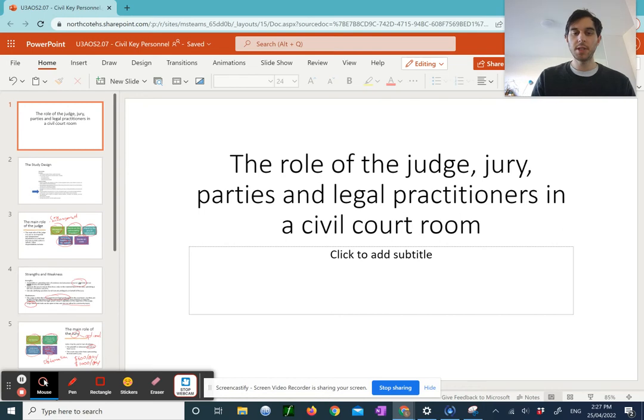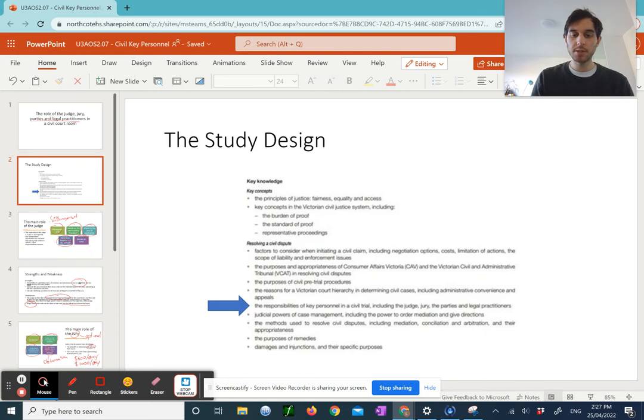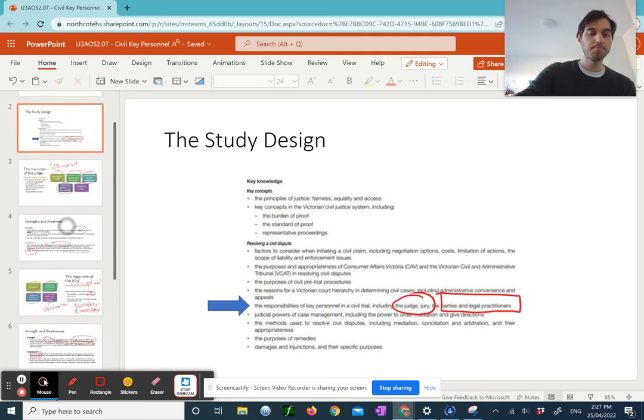Welcome to Legal Studies. Today we're going to be learning about the role of the judge, jury, parties, and legal practitioners in a civil trial. So where are we in the study design? Well, here we are, where we're learning about the responsibilities of our key personnel. In the last video, we learned about the judge and the jury. Today, we're going to be learning about the parties and the legal practitioners.